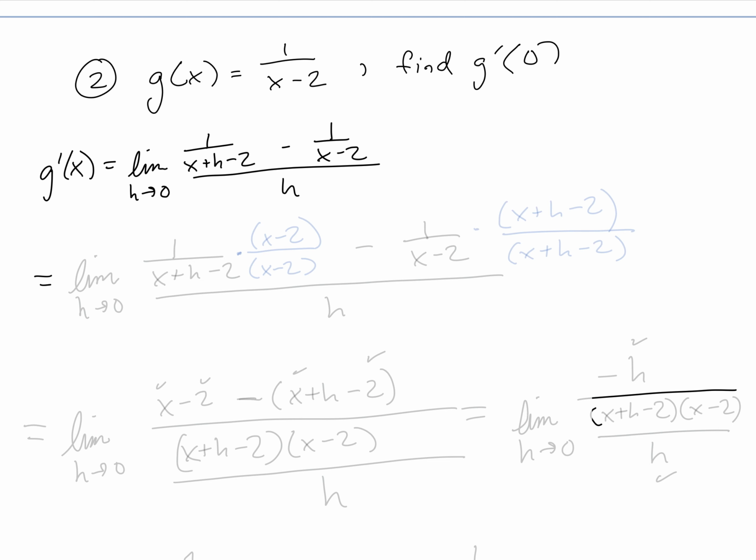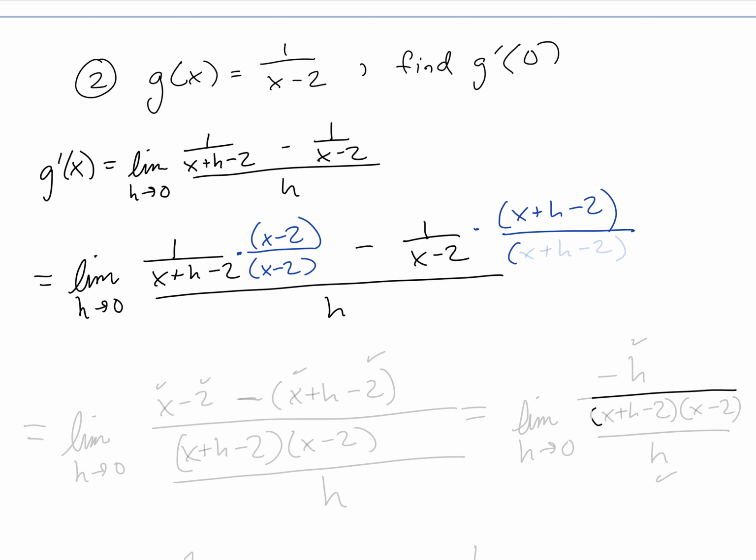So one thing we can do is try to combine those fractions by finding a common denominator. So this is the limit as h goes to 0 of 1 over x plus h minus 2, minus 1 over x minus 2, all divided by h. And to get a common denominator, I'm going to multiply each of those by the denominator of the other fraction on the top and bottom. So x minus 2, x minus 2. And over here I'm multiplying by x plus h minus 2 and x plus h minus 2.